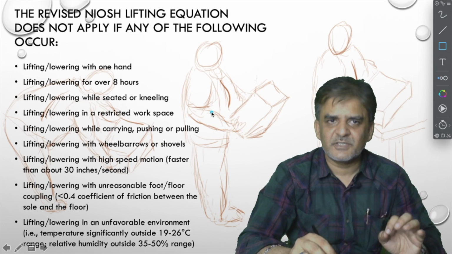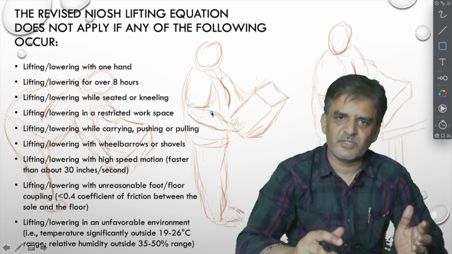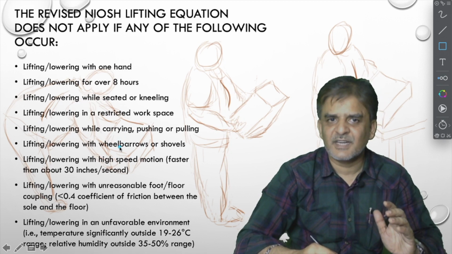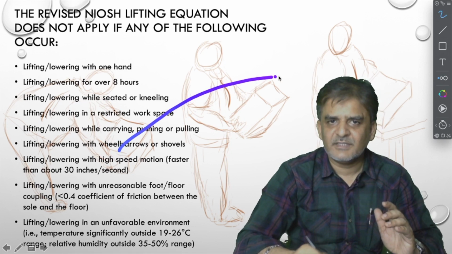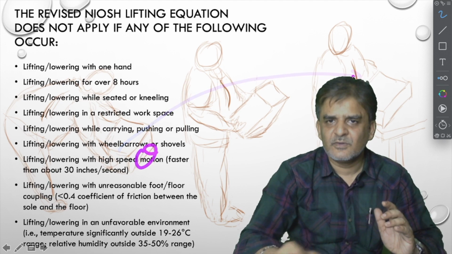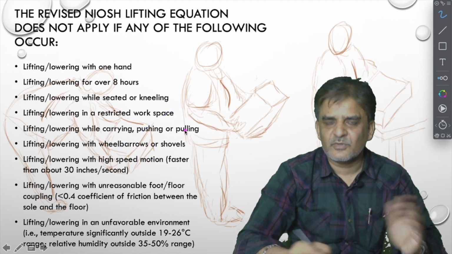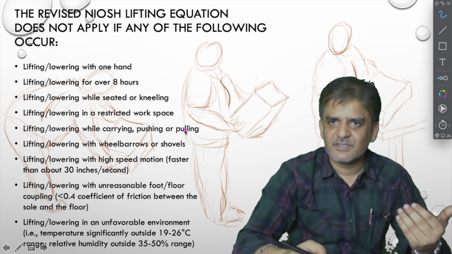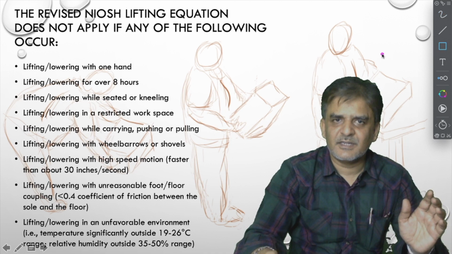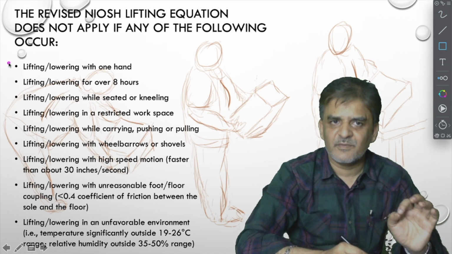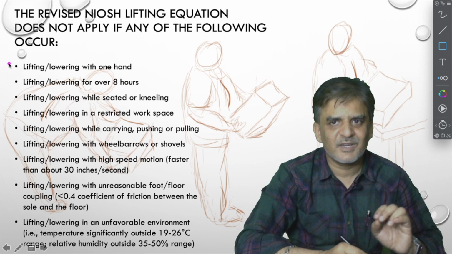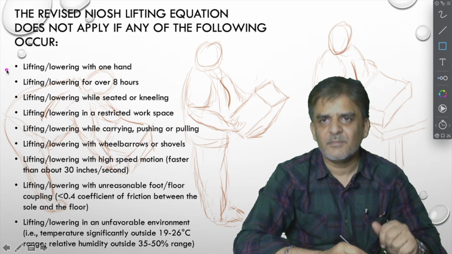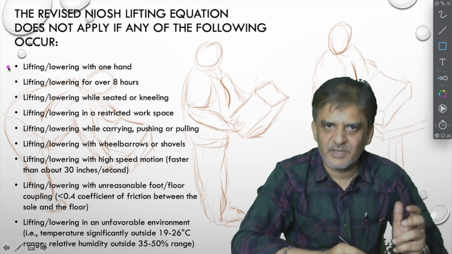There are some conditions where we cannot apply the NIOSH lifting equation. We can apply it, as we see in this picture, when you are lifting the job with two hands from one origin to a destination. That is the situation in which the NIOSH lifting equation is applied. But there are certain conditions where we cannot apply it. If these conditions exist, we will not apply the lifting equation. We will go for other kinds of psychophysical methods by which we can evaluate the acceptability of the load.